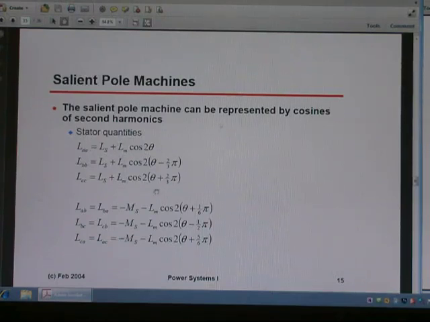Therefore, for the salient pole machines, the ABC inductances, the stator inductance, and the magnetic harmonic inductance can be calculated. These harmonics can happen because of the rotor-position-dependent variation. Therefore, those are the mutual inductance harmonics. The related equations we represent by those equations.